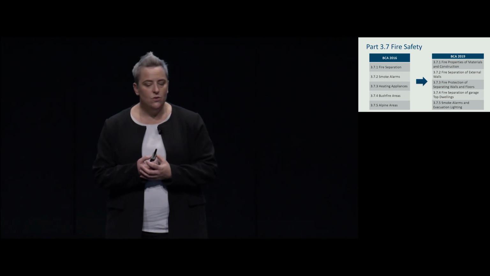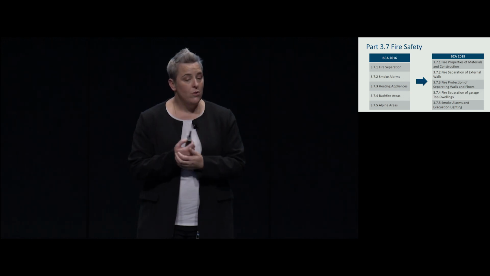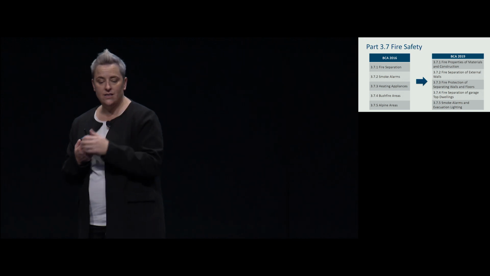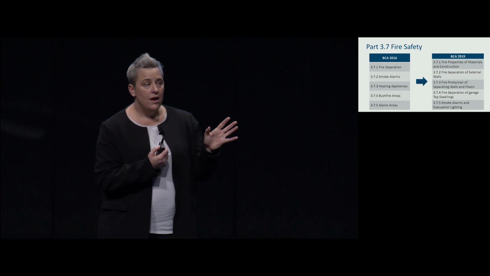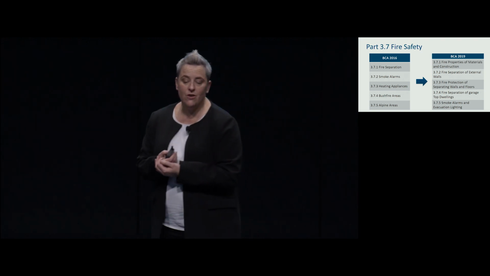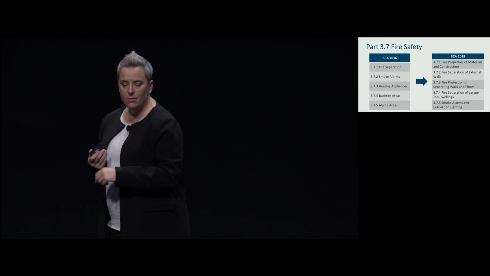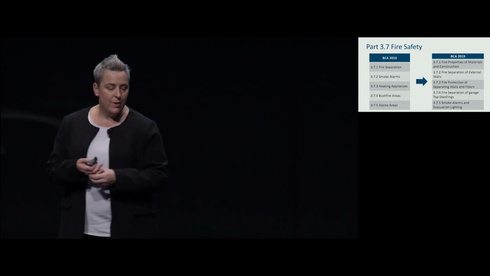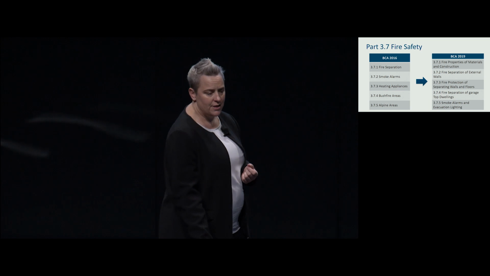So what you'll see is that we show the 2016 Part 3.7, and then you'll see the 2019 list. As you'll see, the alpine and bushfire requirements have been moved out of Part 3.7, and now they have been relocated to Part 3.10, which is your ancillary provisions and additional construction requirements. And also heating appliances has been put into Part 3.10. So something to remember, it hasn't been deleted, it's just been moved around a bit.